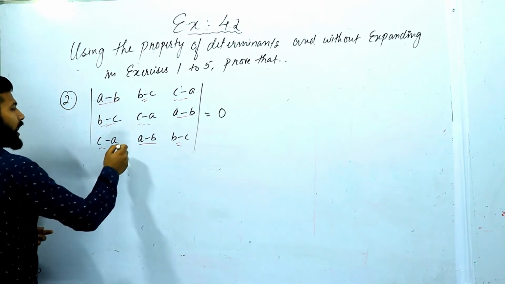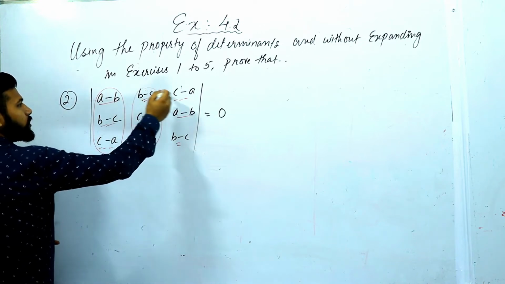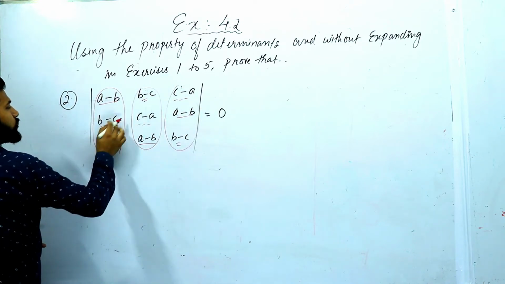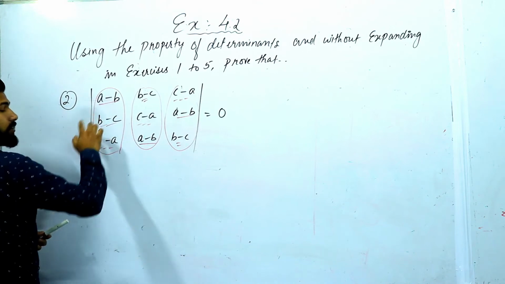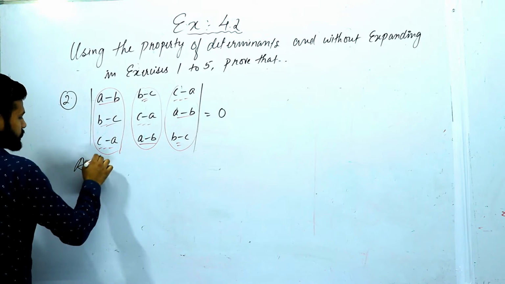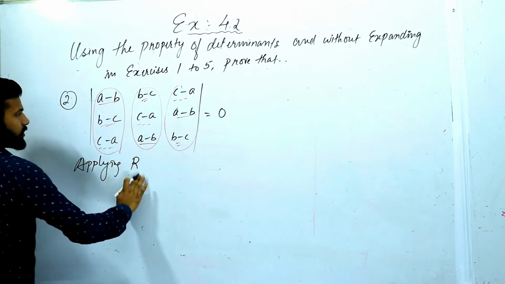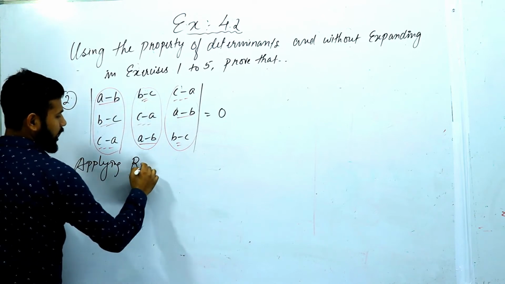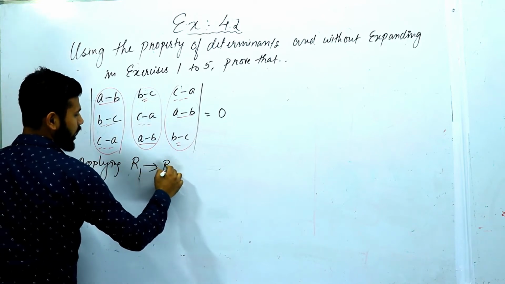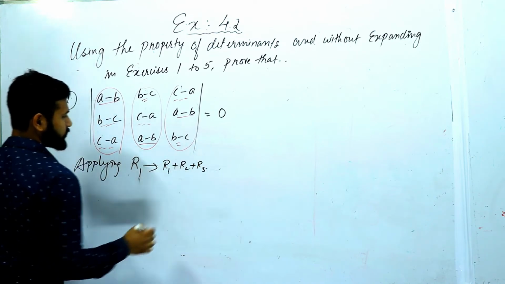So what I'm going to do is add all these columns. That means row 1, row 2, row 3 will be added. So let us implement, applying on R1. I'm changing R1. R1 is changed into R1 plus R2 plus R3.